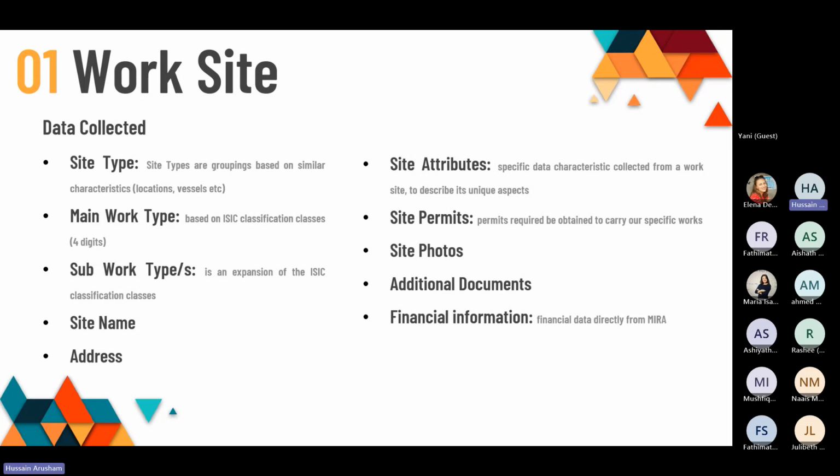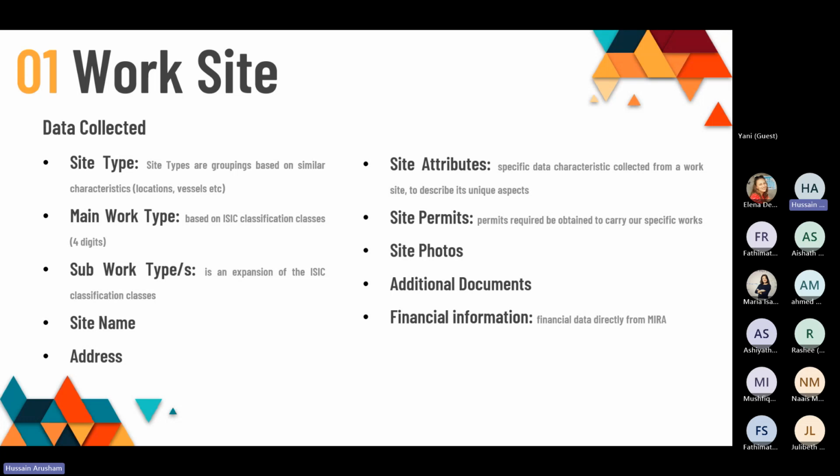In addition, we collect site attributes. These are specific data characteristics collected from a work site to describe its unique perspective. For example, I mentioned the hotel case. One of the attributes that might be collected includes the number of units in the hotel, the number of local employees working there, the square feet of the place, how many beds they have, and other information such as this, which could tell us more about exactly how big or small the hotel is, or what services they provide, or its portfolio, or just give a better understanding.